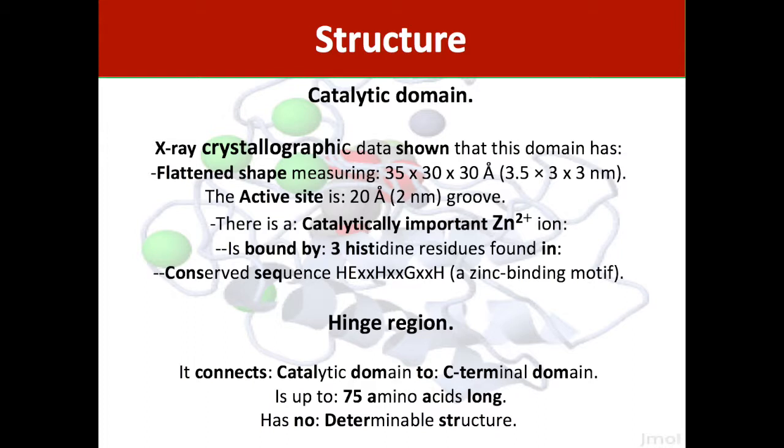And now let's talk about the catalytic domain. X-ray crystallographic data show that this domain has a flattened shape measuring 35 by 30 by 30 Angstrom, 3.5 by 3 by 3 nanometers. The active site is a 20 Angstrom, 2 nanometer groove. There is a catalytically important zinc cation in this domain, bound by 3 histidine residues found in the conserved sequence HXXHXXGXXH, which is a zinc binding motif.